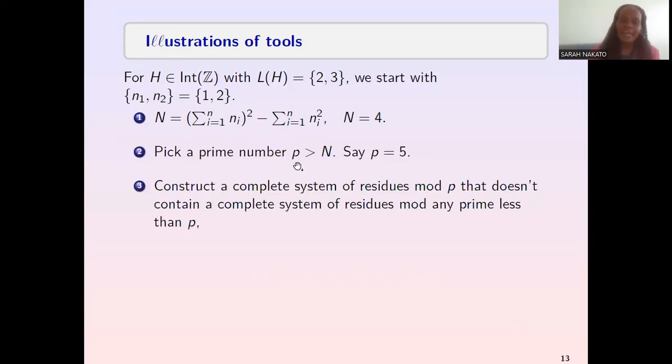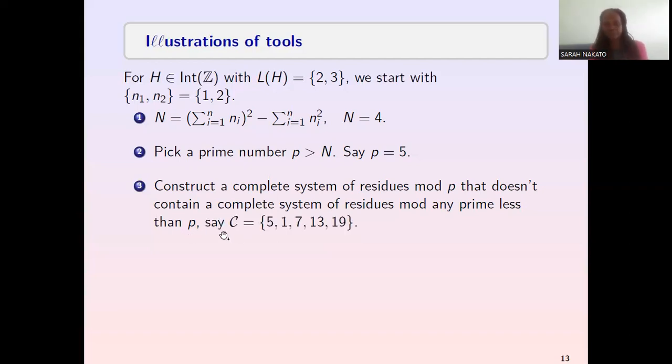Next, we pick a prime number p which is greater than n. For instance, we picked 5. Another person can pick 7. As long as the prime is greater than 4, you're good to go. I chose 5 because, as we shall see later on, computational things come in. So we construct a complete system of residues mod p that does not contain a complete system of residues mod any prime less than p.